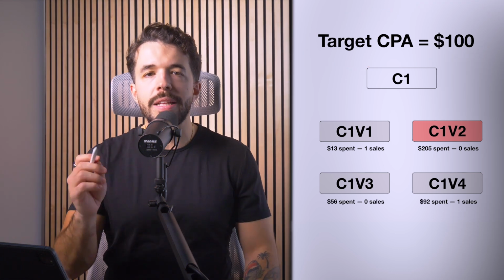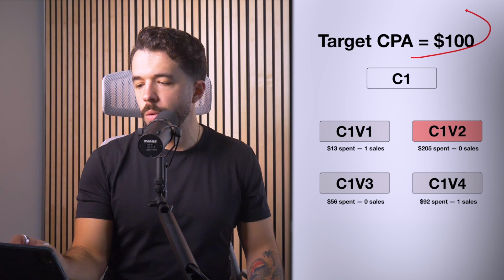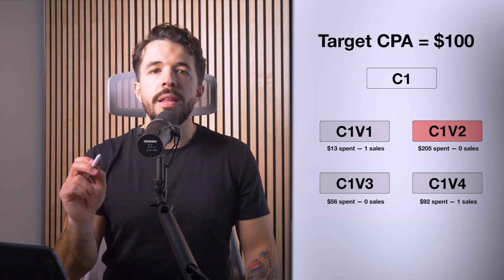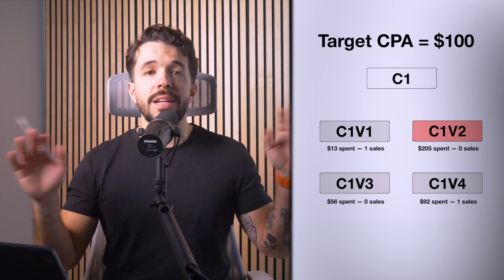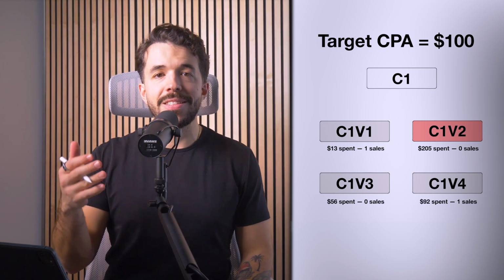Let me give you an example. Let's say your target CPA is $100. Then each concept should spend at least $200 before even touching it. And you want to start tweaking it once the ads start spending.